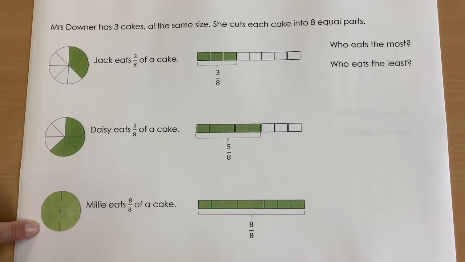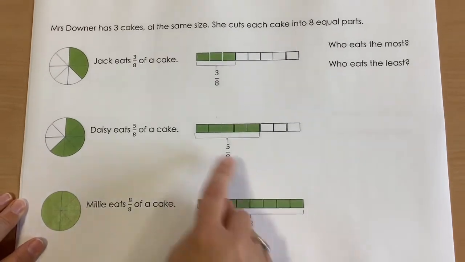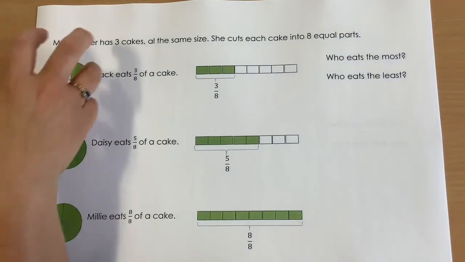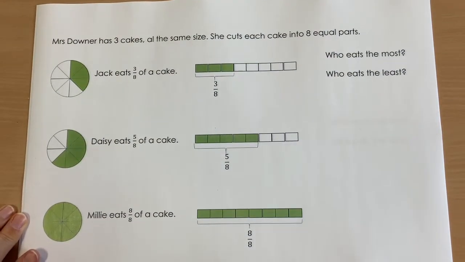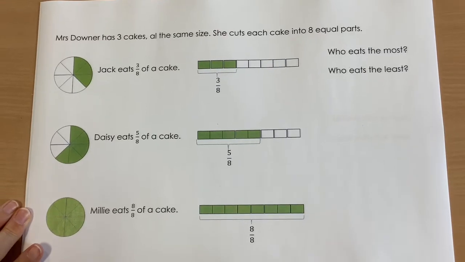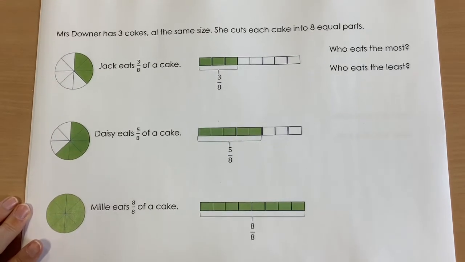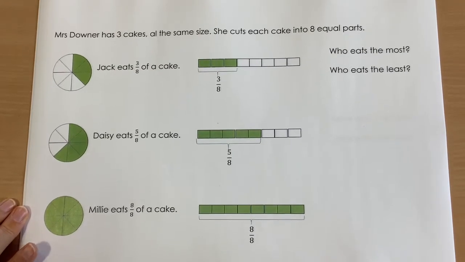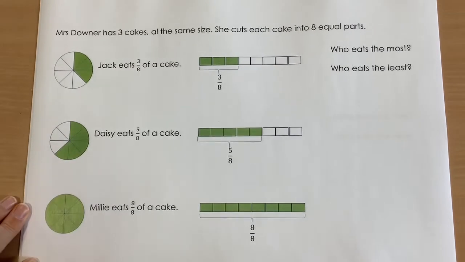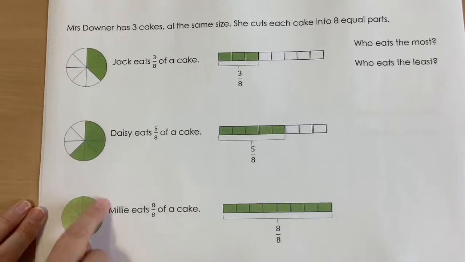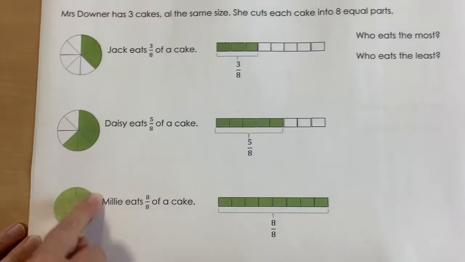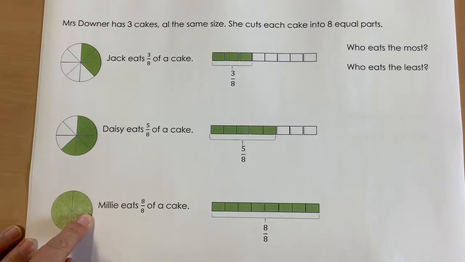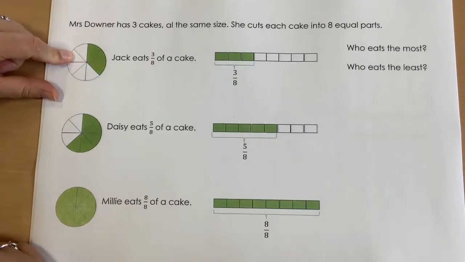Millie must have been pretty peckish. I've also put it into a model here. So this means the same as this, it's just represented differently. And I want you to tell me who eats the most cake and who eats the least cake. So hopefully by looking at the models and the diagrams themselves, you can see that Millie has eaten all of the cake. She's eaten the whole cake, so she's eaten the most. Jack has eaten the least.